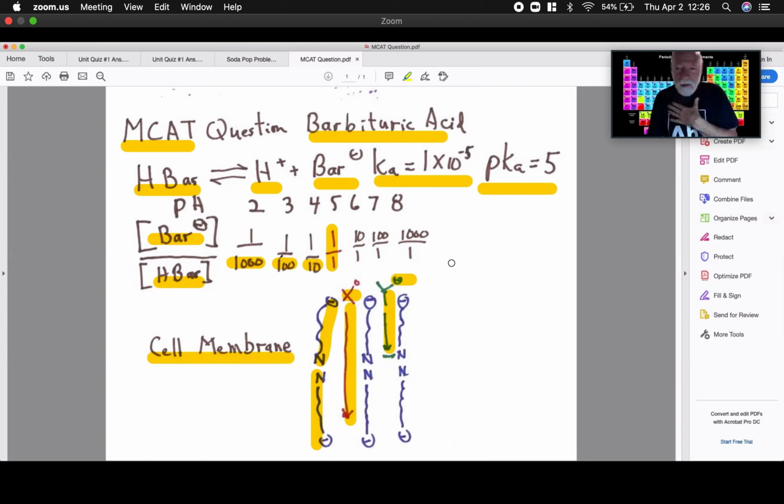Okay, now here comes question A. Will barbituric acid go through the stomach lining faster, which has a pH of 2, or your small intestine, which has a pH of 8? So pH of 2 or pH of 8.